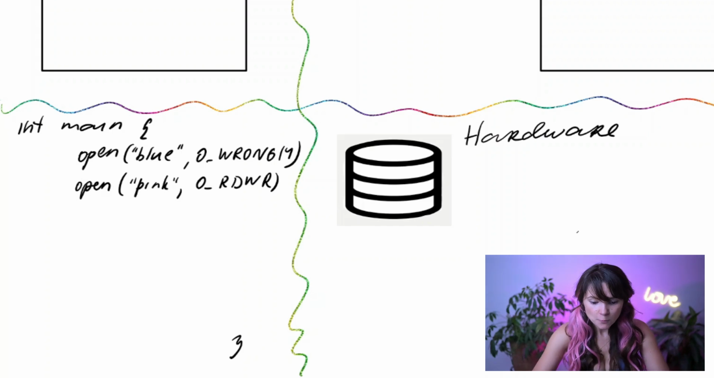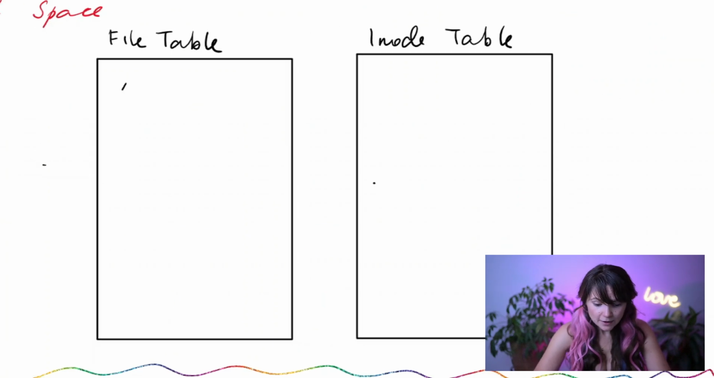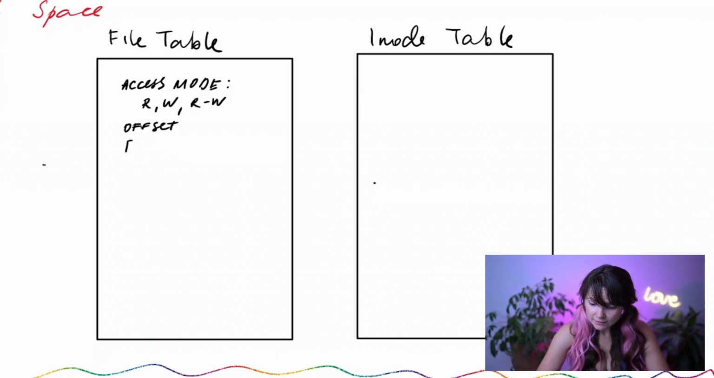Okay. When we use the open system call to open the file, it returns an integer file descriptor. And flags are just permissions that you assign to these files. For example, a file can be opened for reading, writing, or both. This information is stored in the file table under the access mode. The file table also contains information about offset, reference count, and inode pointer.